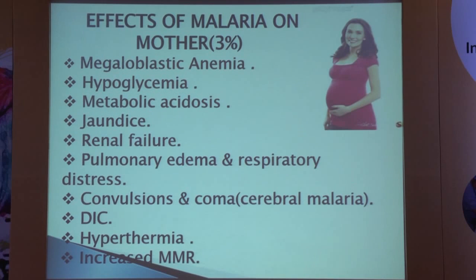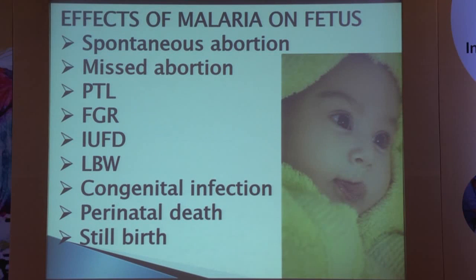Effects of malaria on mother is of course only 3%. Megaloblastic anemia, hypoglycemia, metabolic acidosis, jaundice, renal failure, pulmonary edema and respiratory distress, cerebral malaria, DIC, hypothermia and increased maternal mortality rate. Effects of malaria on the fetus is rather more, 15%. Spontaneous abortion, missed abortion, preterm labor, fetal growth restriction, intrauterine fetal death, low birth weight babies, congenital infection, perinatal death and stillbirth.